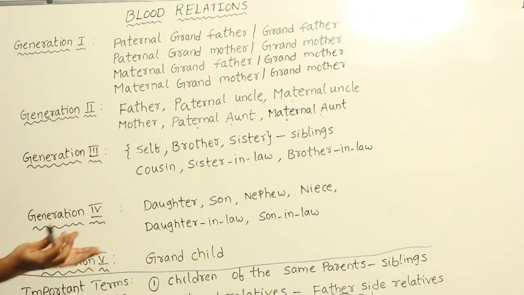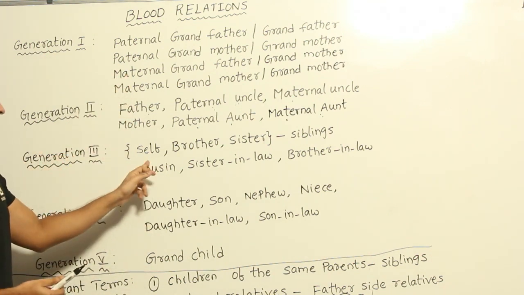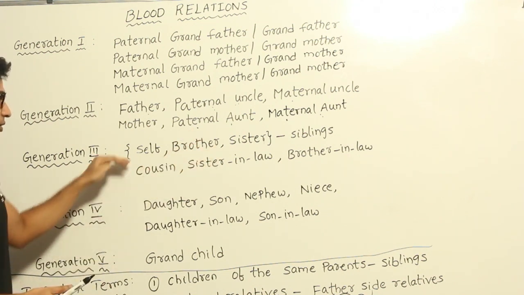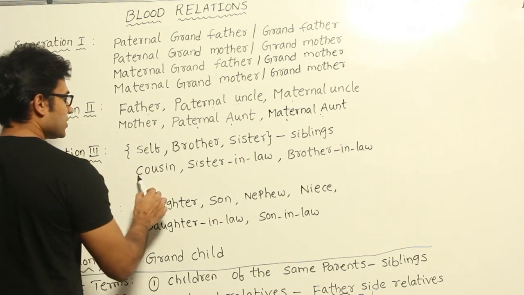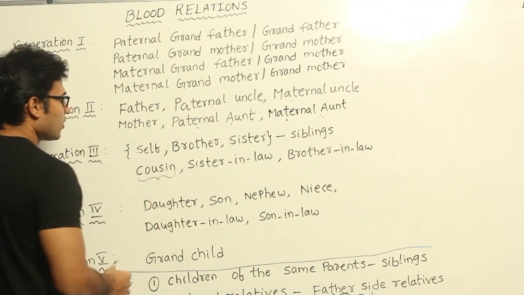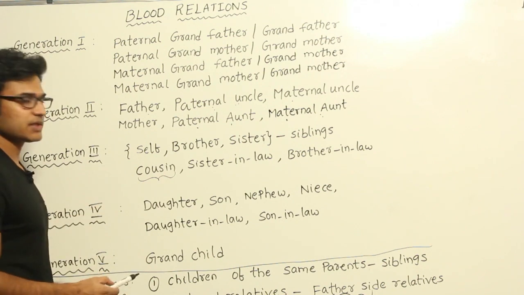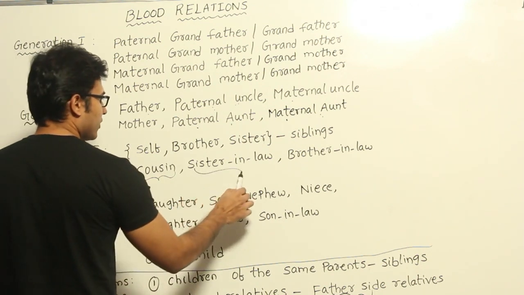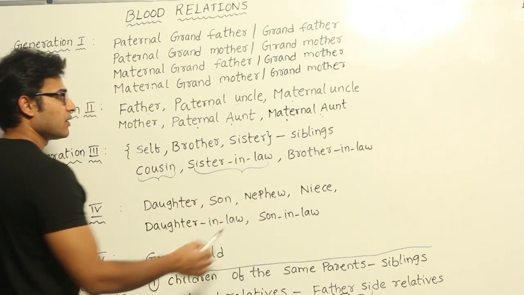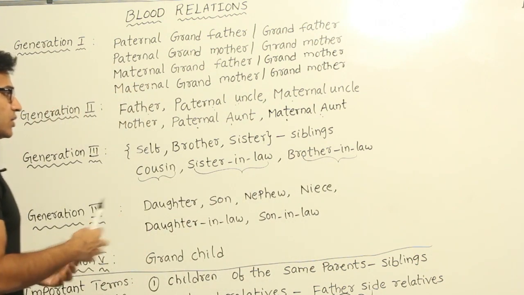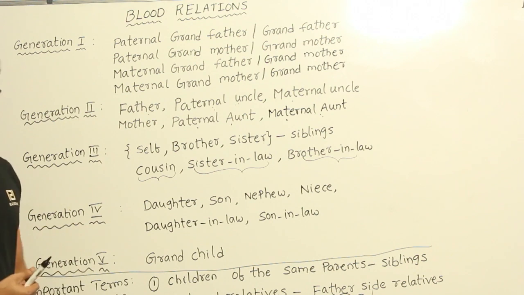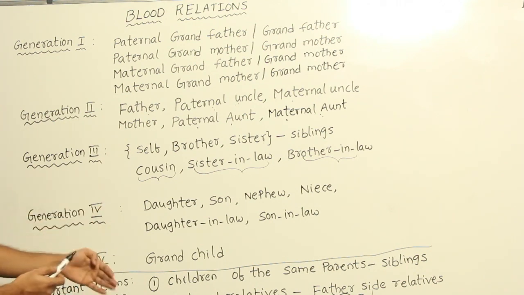Now the next generation is you, right? So you means self, brother, sister. Everyone combined will be called siblings. Or you might have your aunt's children, or uncle's children, you are going to call them cousins. And then you are going to have sister-in-law, brother-in-law, right? Sister-in-law and brother-in-law are the people whom someone among your siblings has married. And the next generation is your children.